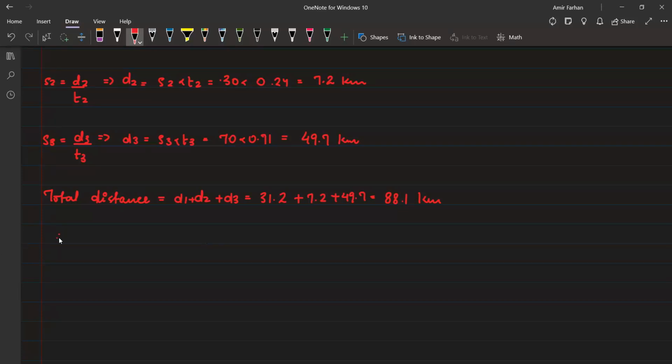So now it's time to calculate. The average speed is equal to the total distance by the total time.